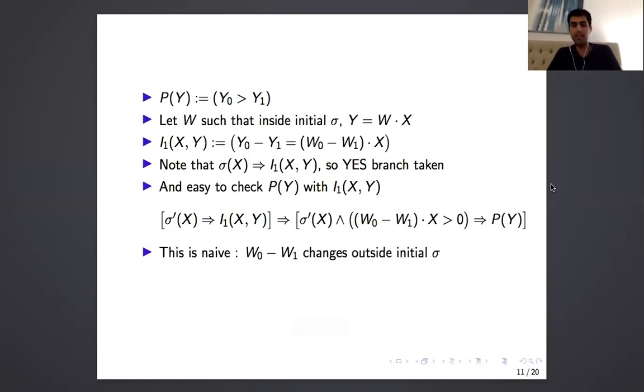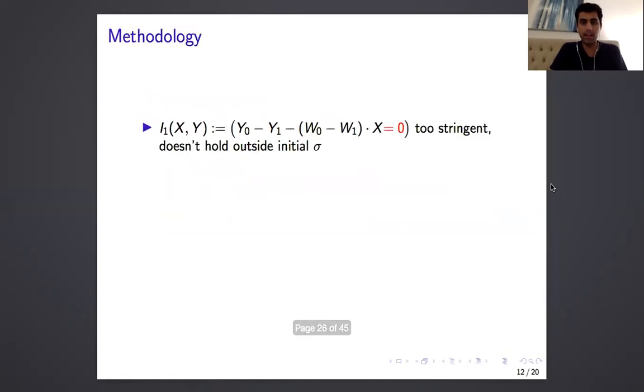Now this was just an illustration. This choice of property I1 is a little naive, because what we want is to bring other activation patterns also into our relaxed activation pattern in the find minimal call. And actually W0 minus W1 is likely to change outside the initial activation pattern. So we will take the yes branch in the procedure, but we will not go very far in terms of relaxing the activation pattern. But with this intuition, we can design another I.